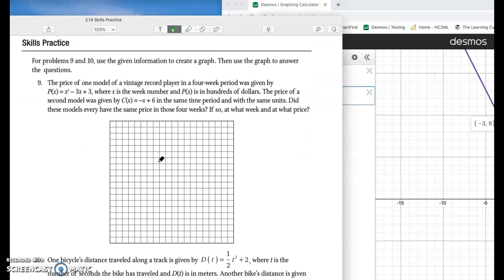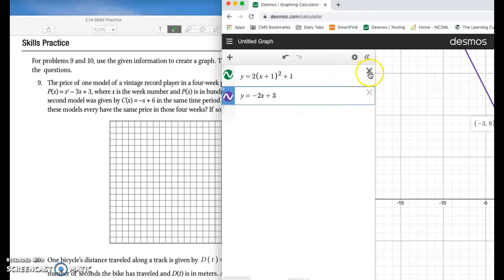For problems 9 and 10, use the given information to create a graph and then use the graph to answer the question. So the price of one model of a vintage record player in a 4-week period was given by the function p of x is equal to x squared minus 3x plus 3. X is the week number. P of x is in hundreds of dollars. The price of a second model was given by c of x is equal to -x plus 6 in the same time period and with the same units. Did these models ever have the same price in those 4 weeks? And if so, at what week and what price?